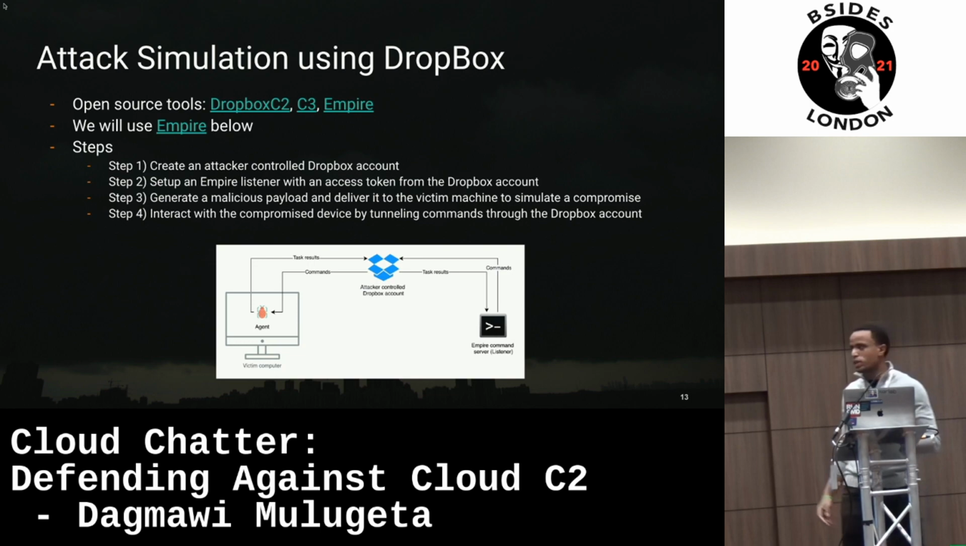So how can you simulate this? You can do this using a variety of open source tools: Dropbox C2, C3, or Empire. We're going to use Empire here, but that's somewhat arbitrary. You can really do this with any of the other tools. We're going to follow a 4-step process, right? We're going to create the account. We're going to set up the Empire listener with the access token from the account. We're going to generate the payload and deliver that directly to the victim.